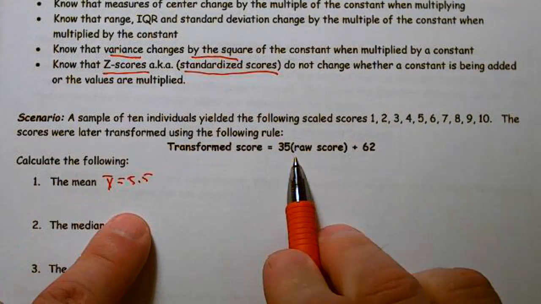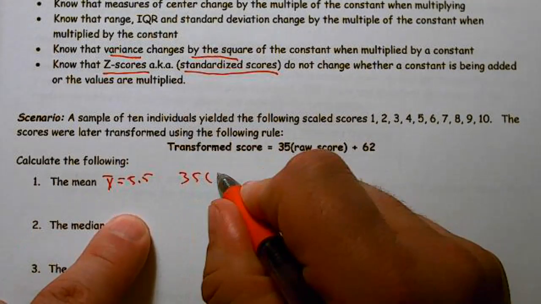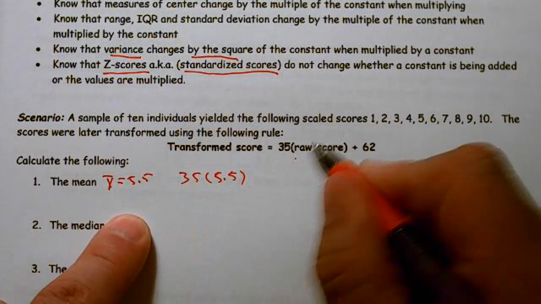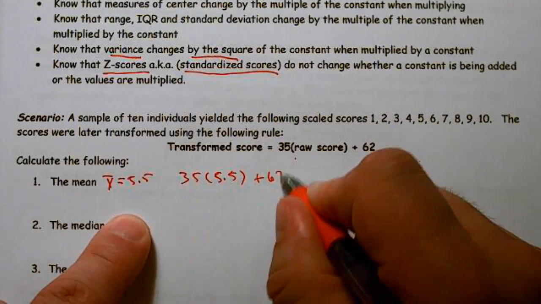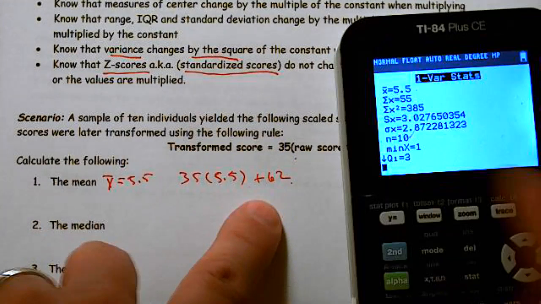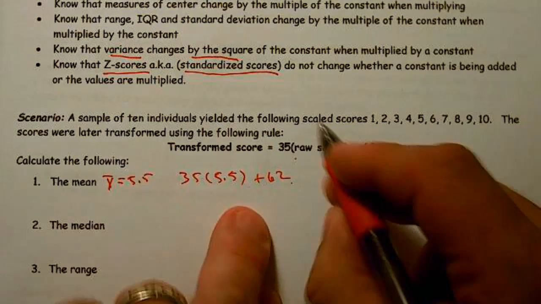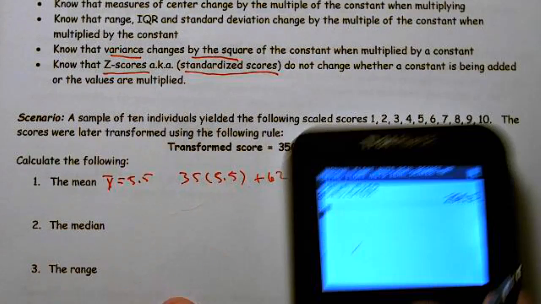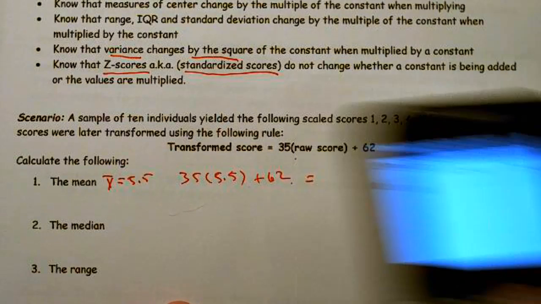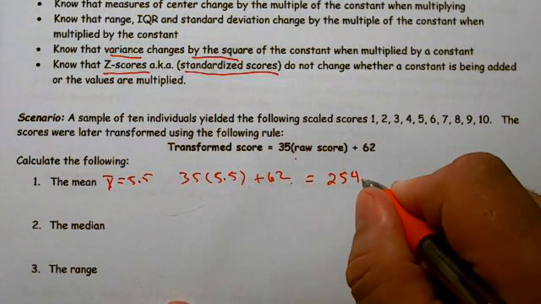But my transformed score, what is that going to be? Well, that's going to be 35 times the 5.5 plus 62. Now notice I'm multiplying by the constant and I'm adding the constant because I'm allowed to do that to a measure of the center. So 35 times 5.5 plus the 62. And in this case, I ended up getting a transformed score of 254.5. So this is my transformed mean.